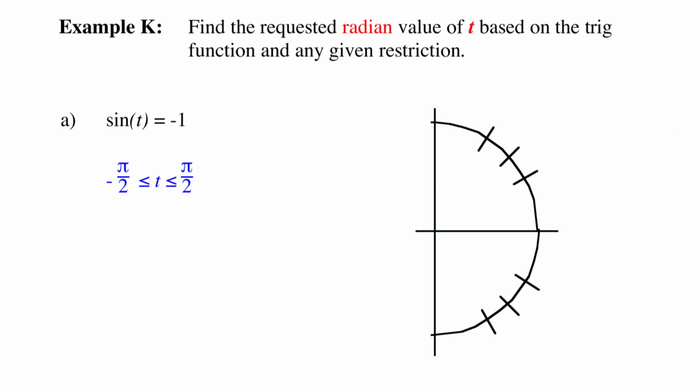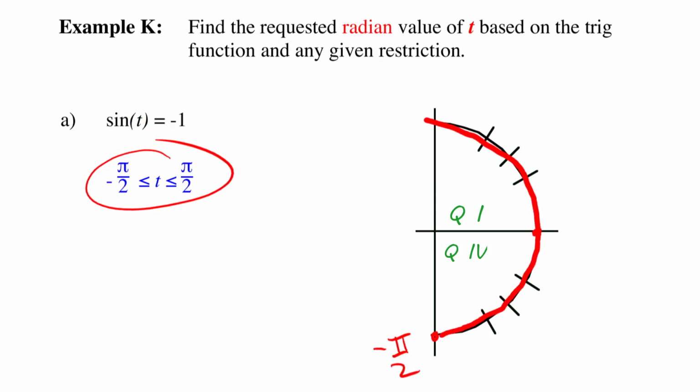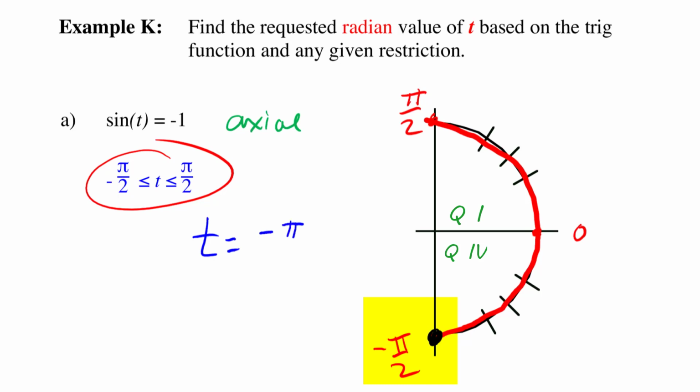Okay, this time sine of t is negative 1. Again, from negative pi over 2 to positive pi over 2. Starts at negative pi over 2, goes through 0, all the way up to positive pi over 2. But it actually isn't in any quadrant. It's an axial value. Let's see, sine of t is negative 1. It is down at the negative pi over 2 location. T equals negative pi over 2.